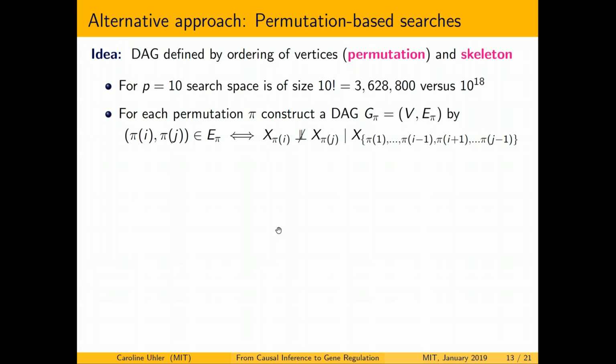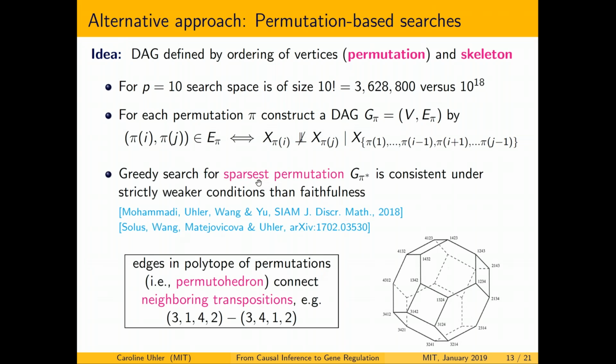Okay, so that's motivated by Occam's razor. You want to have the sparsest model possible in order to represent your data. And that's exactly what we're going to use as a score function. So that's why we call it the sparsest permutation. So to every permutation, we associate an undirected graph, and the score function is just the number of edges in this undirected graph. We want to minimize that.